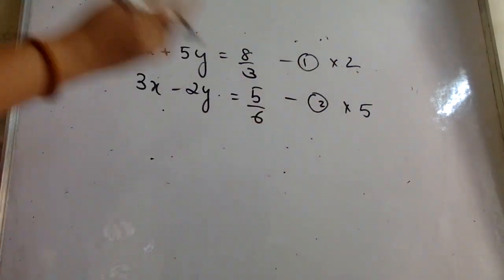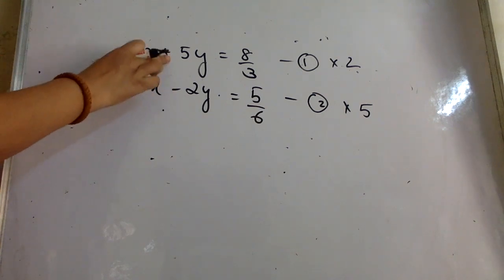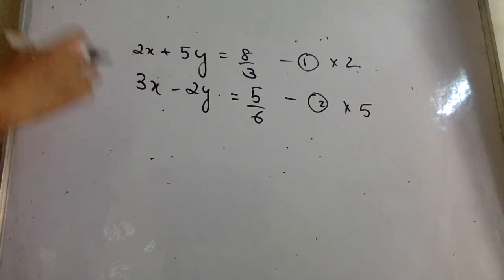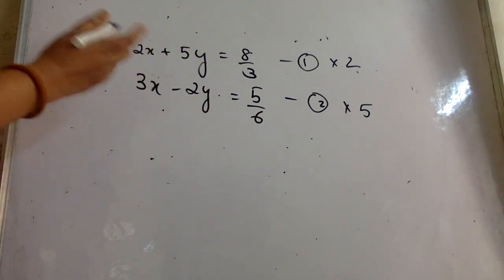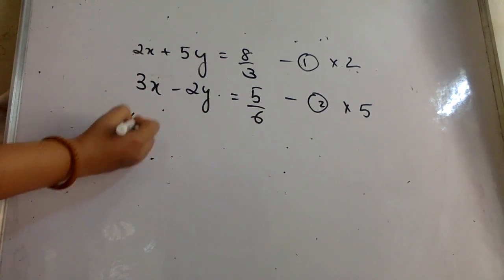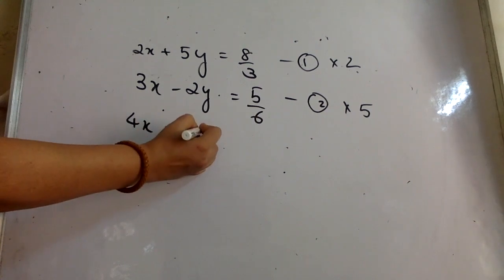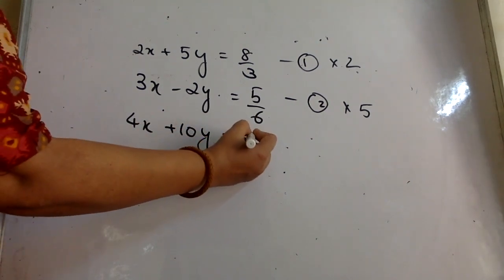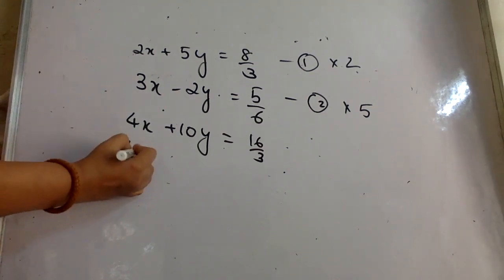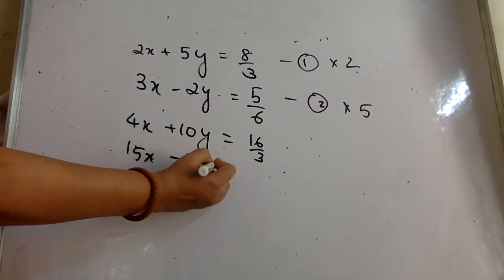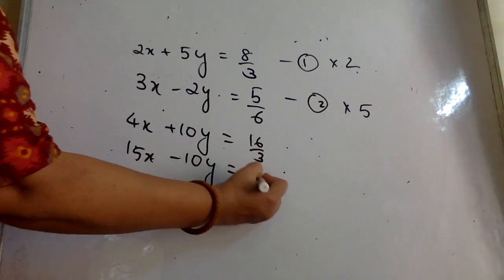Now why did I do so? I am noting this difference in signs. So I have my plans to eliminate this y once again. Then what do I get? 4x plus 10y is equal to 16 by 3. That is my first equation. Now this one: 15x minus 10y is equal to 25 by 6.